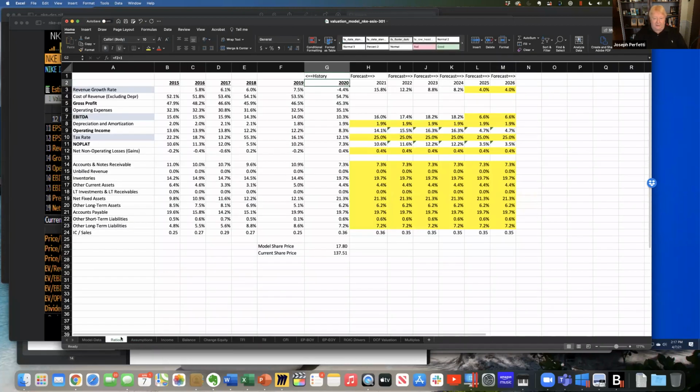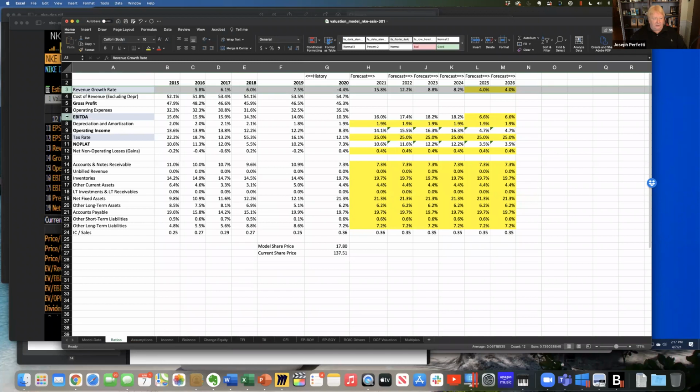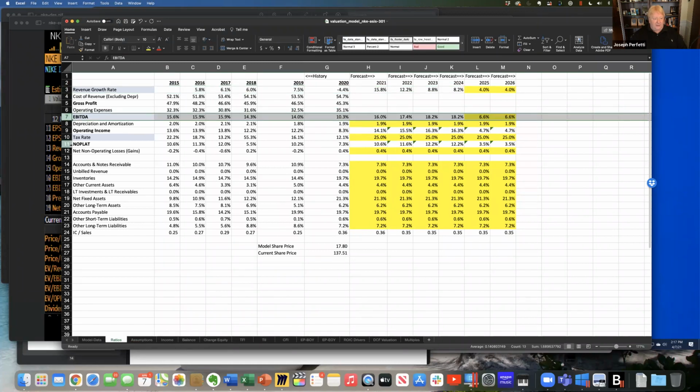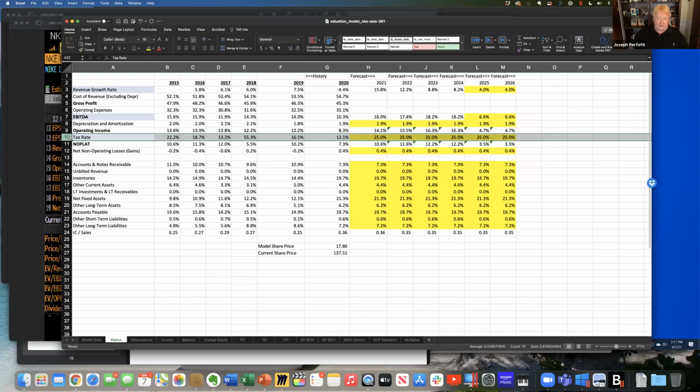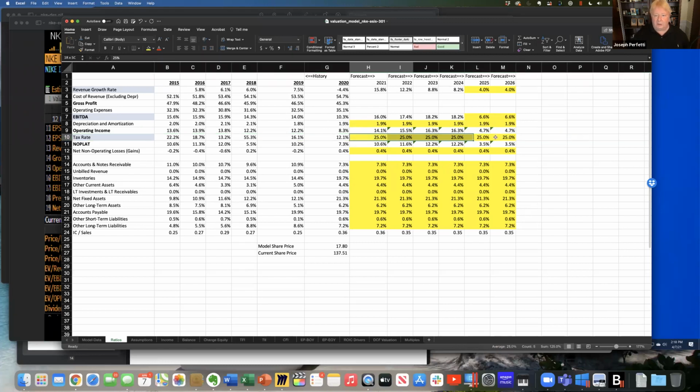Next, we're ready to go to our ratios. The 80-20 rule for the valuation: these are the 3 most important ratios: revenue growth rate, EBITDA, and tax rate. So we're going to start there. Start out with the tax rate. I need a realistic tax rate for Nike. Remember, these were Walmart's numbers. All these ratios were Walmart, so I got to change these. So what is Nike's realistic tax rate?